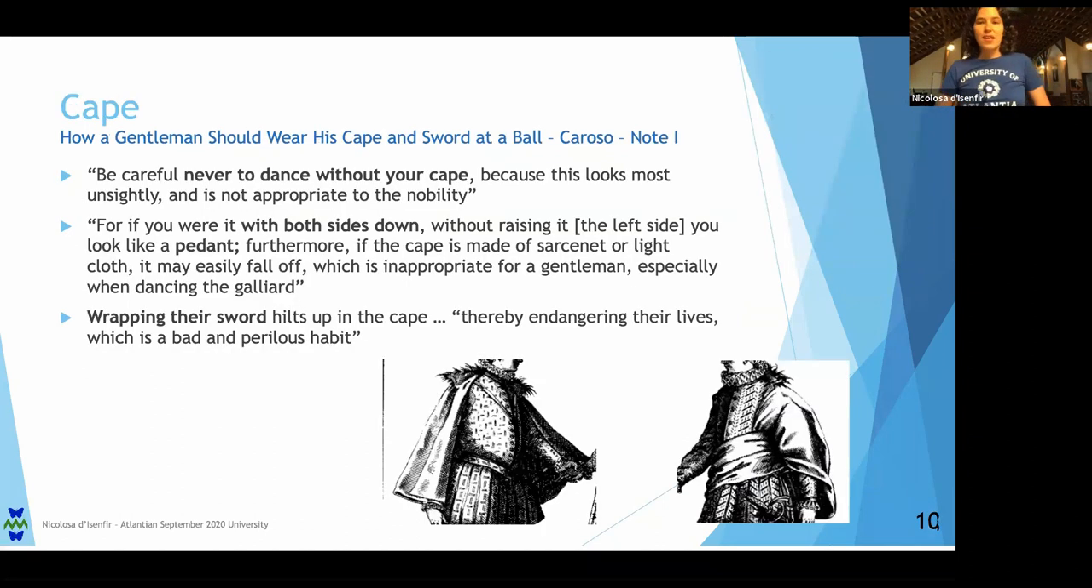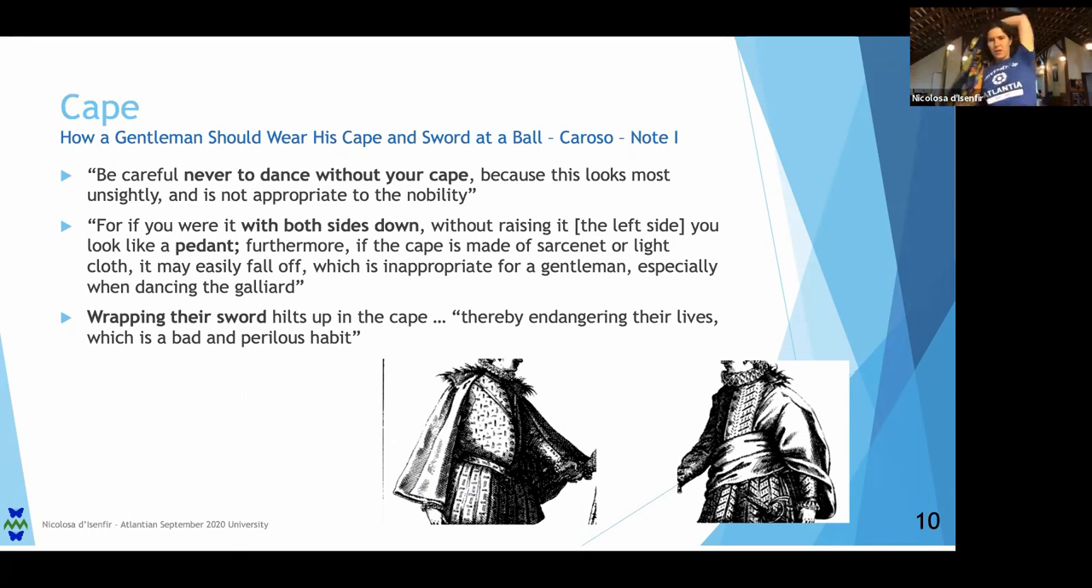Next, this is where the SCA is really good at behaving badly: it is not appropriate to dance without a cape. And yet, at every ball I go to, all of you fine lords are not wearing a cape. This is not appropriate to the nobility. In fact, I behave so badly, I don't even own a cape. So to do this demonstration, I have a handy dandy blanket, close enough.